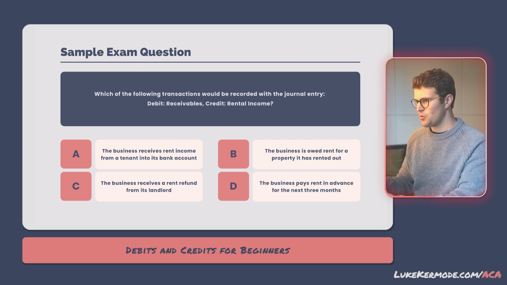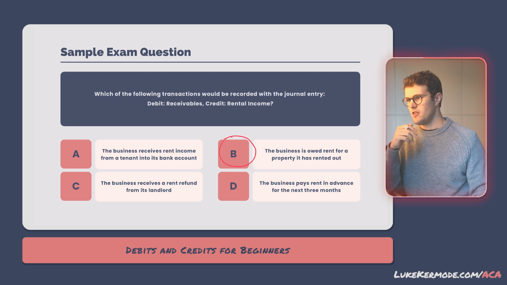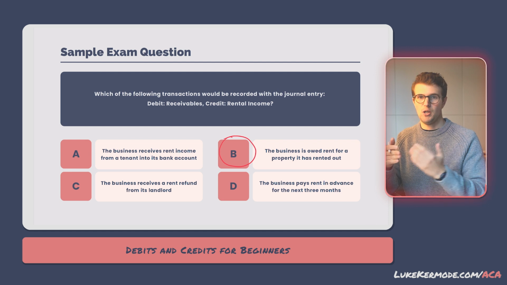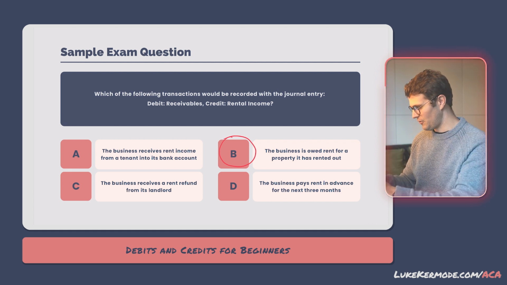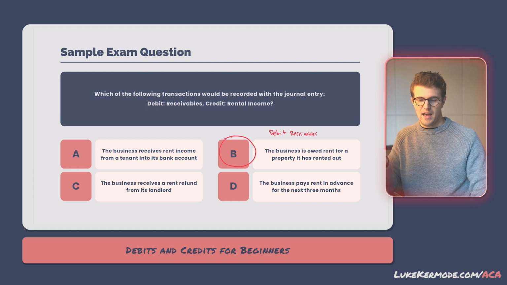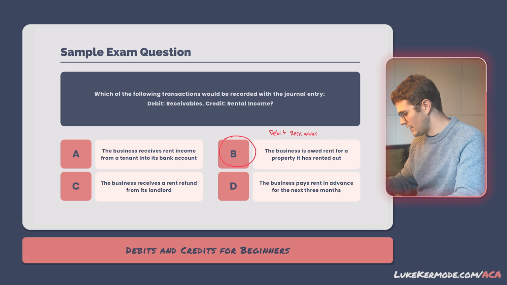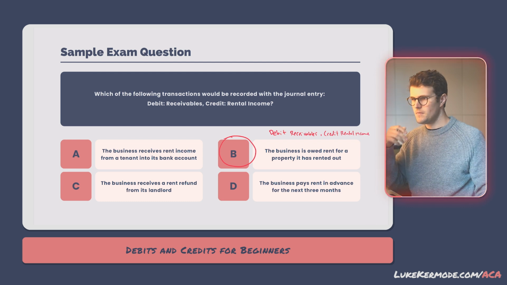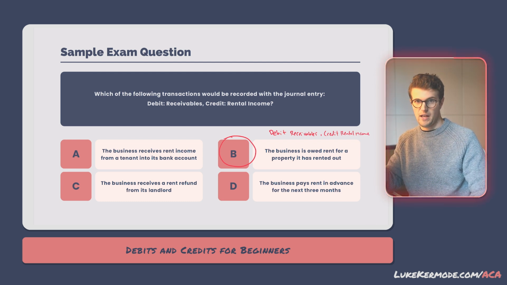Cool, so the correct answer to this question is option B. The business is owed rent for a property it's rented out. So the journal entry here is reflecting income that's been earned but not yet received in cash. So the receivables account is debited to show the amount that the tenant owes the company we're looking at, and the rental income is credited to recognise the income in the period that it was earned.